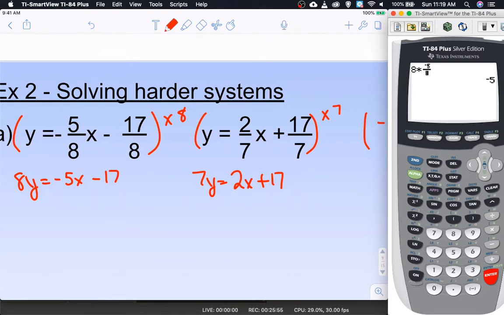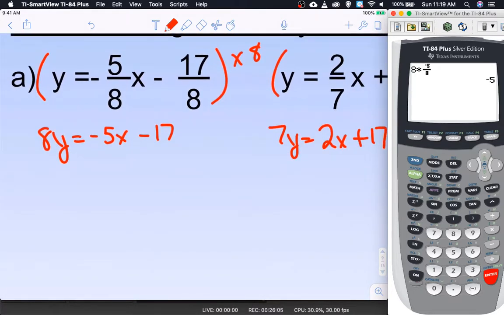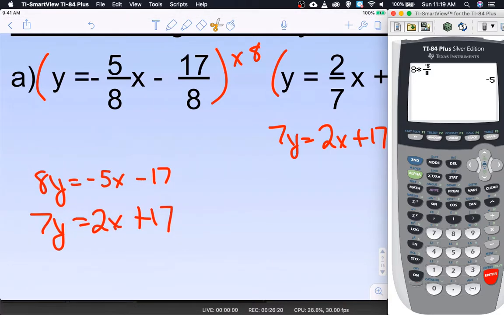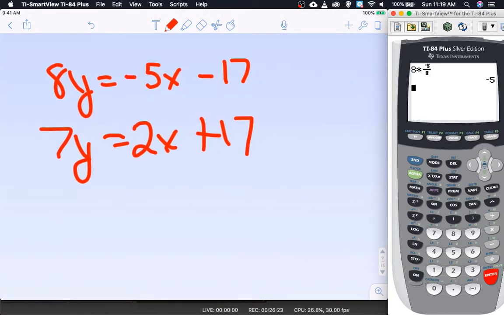I personally like the elimination method. I'm looking at these two equations like, man, I wish I could just eliminate them. So I'm going to. 7y equals 2x plus 17. I just copied this equation here and lined them up: y's, equals, x's. Everything's lined up nice and pretty. In order to get these to eliminate, I need to have the same number with different signs in front of one of the variables. I'm going to make my x's eliminate.